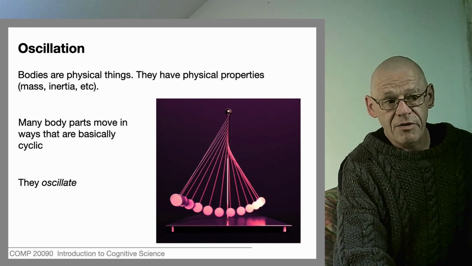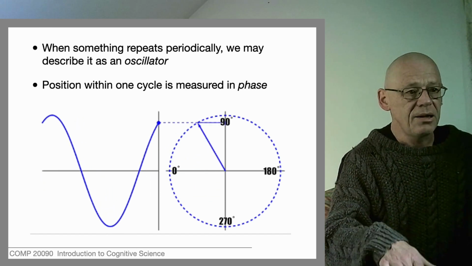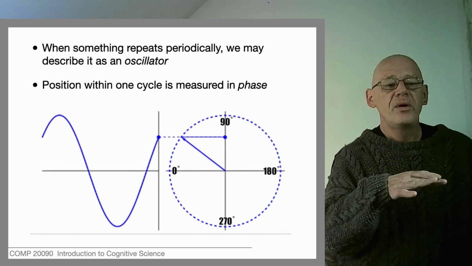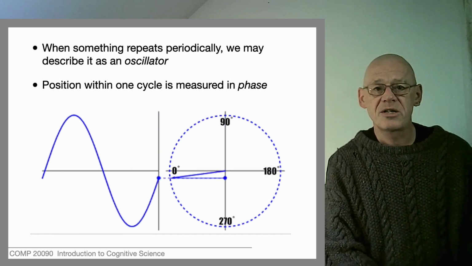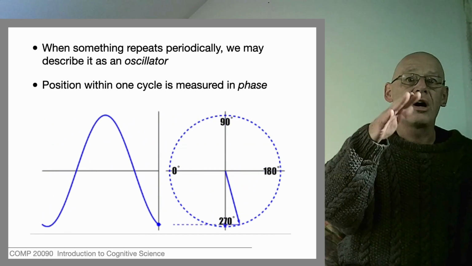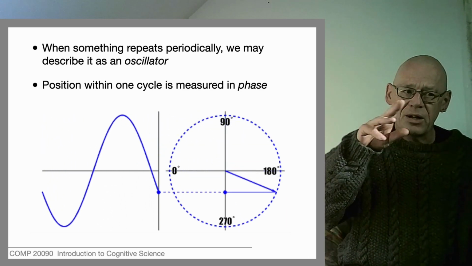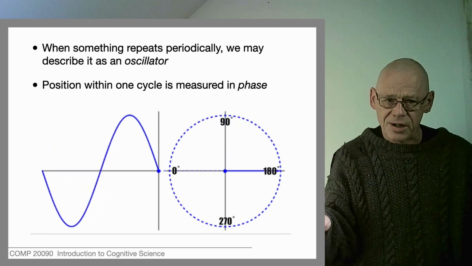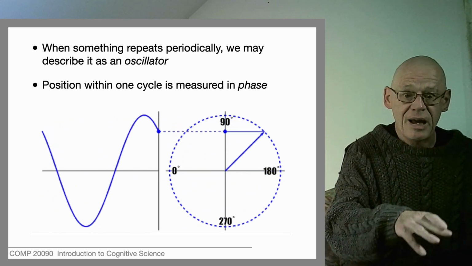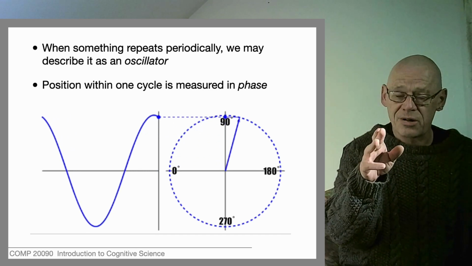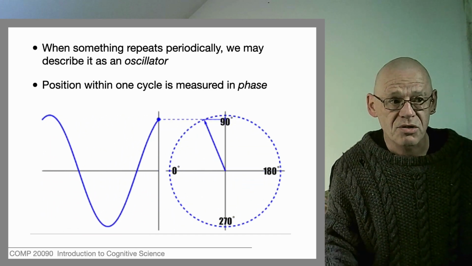Now we need then to develop some kind of a language. If something goes through a cycle like this, we need to say where it is in the cycle. And on the left, you see a time series of something which is just oscillating up and down. And on the right, you can see it trace the same thing, tracing out a point in a circle. If you go through a cycle, then we can make the end of the cycle equivalent to the start of the cycle. And then we can use the language of angles to describe where we are.